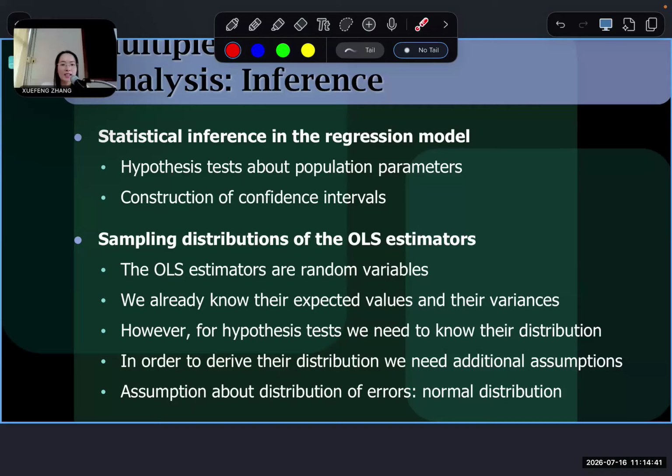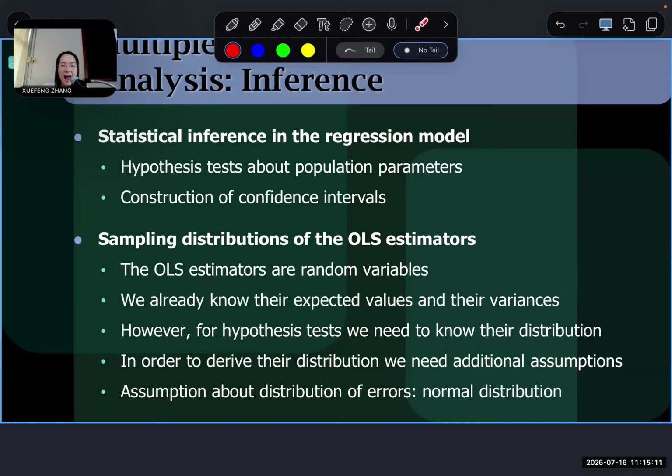This slide previews the whole chapter, okay? Let's walk through the logic step by step. Statistical inference has two goals, okay? Run hypothesis tests about the true population beta, and build confidence intervals around it. Sampling distributions of the OLS estimates, okay? Here is the key idea.